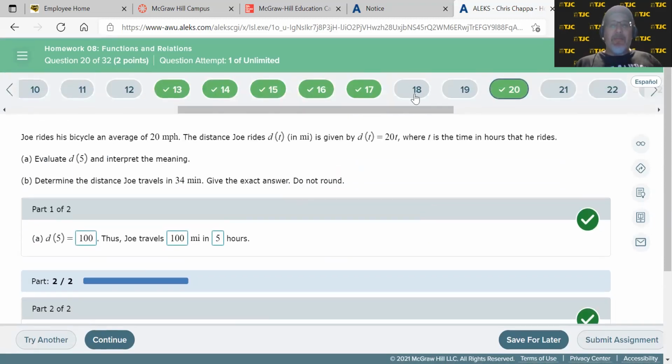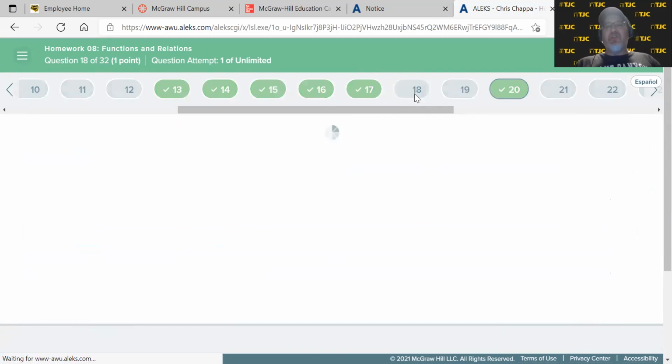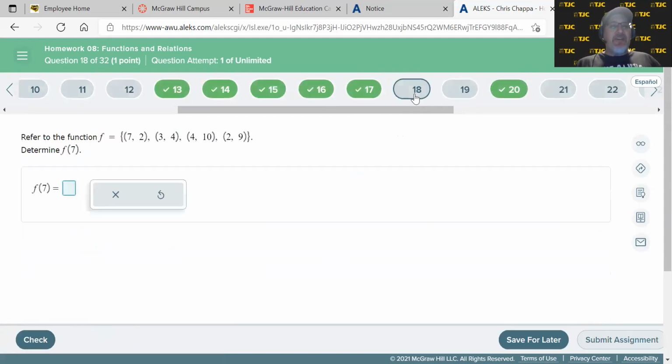All right, so this is an example of an application. Now, some of these applications are pretty easy, like number 18. Refer to the function, determine f of 7. In terms of ordered pairs, the input is the x, the output is the y. So when I put in 7, it's asking what comes out. Well, the ordered pair 7, 2 says that when 7 goes in, 2 comes out. Just remember, every function input and output combo is an ordered pair.